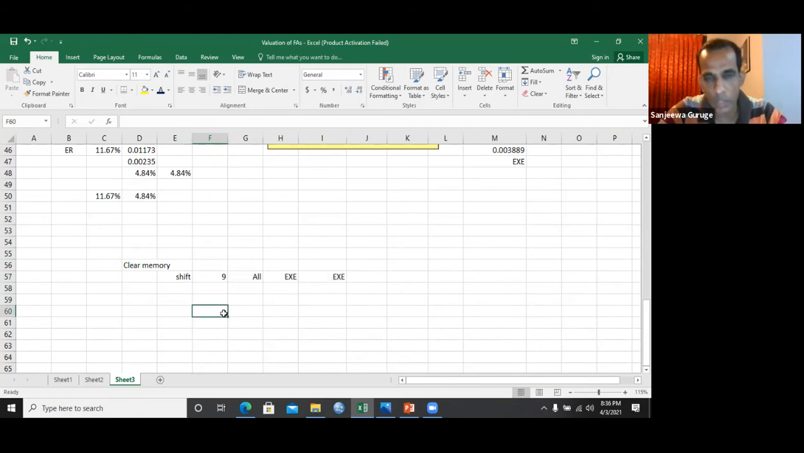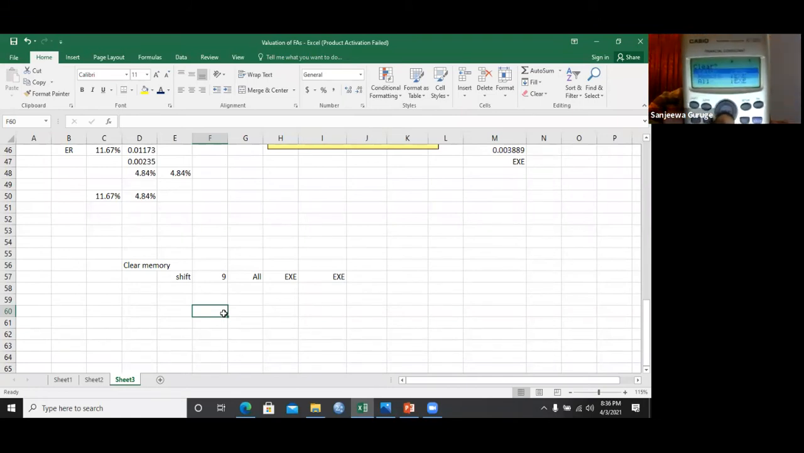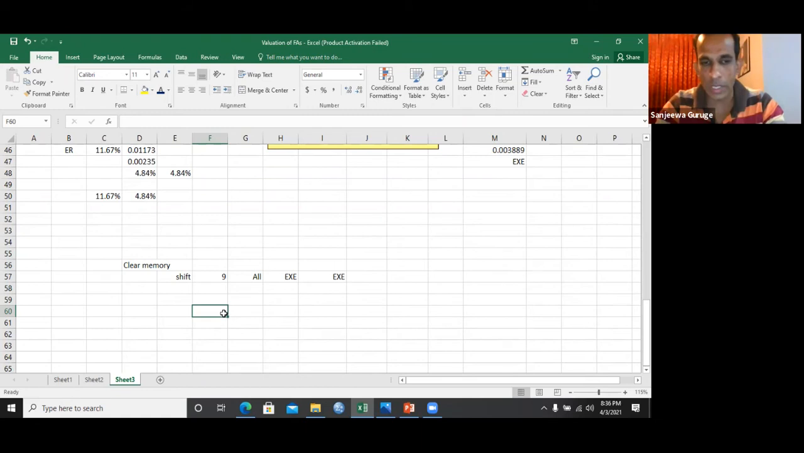This is the first step, right? So you have to press shift, then 9. Then when you get this, you select all, then press exe, again exe. Then you get this. It says reset all. So now the memory is clear. Is that okay? Did you clear the memory? So you got reset all.